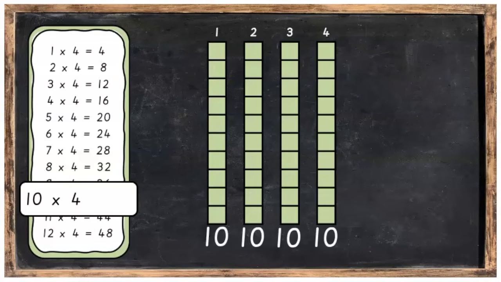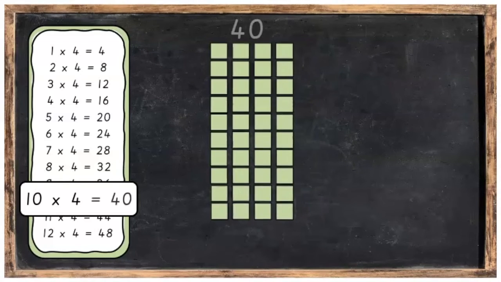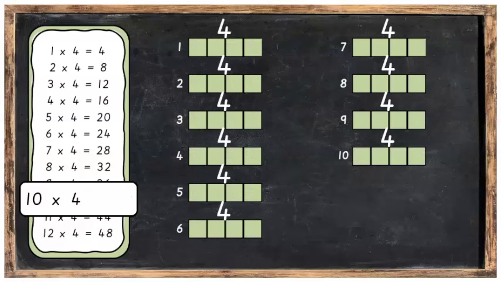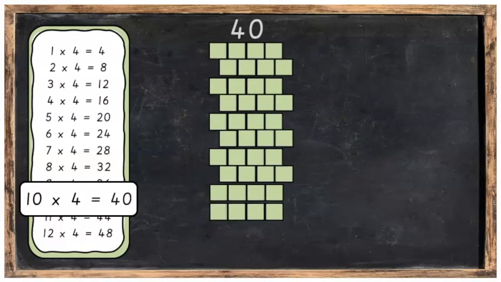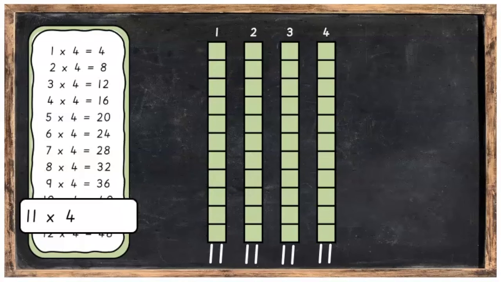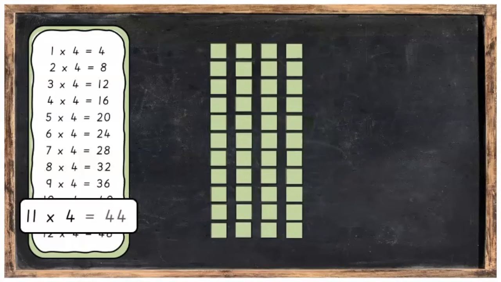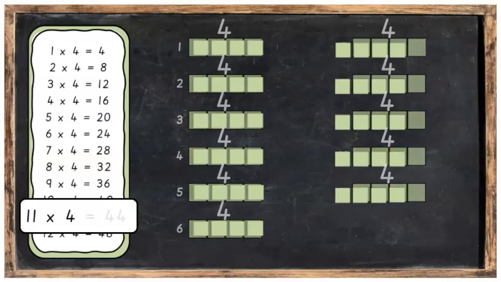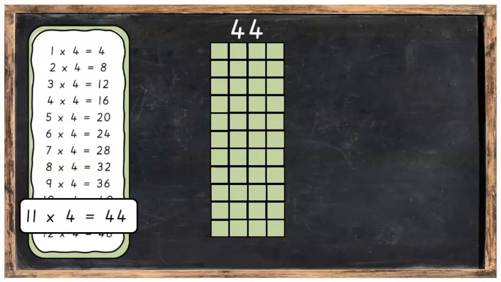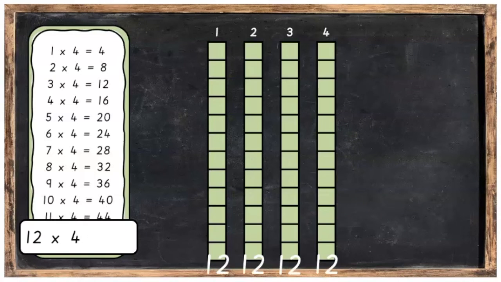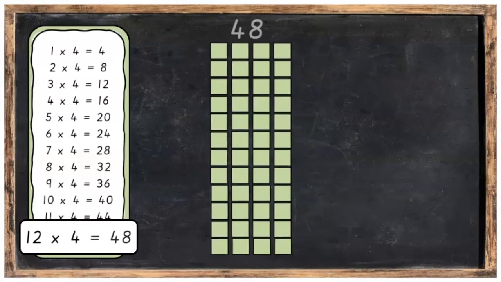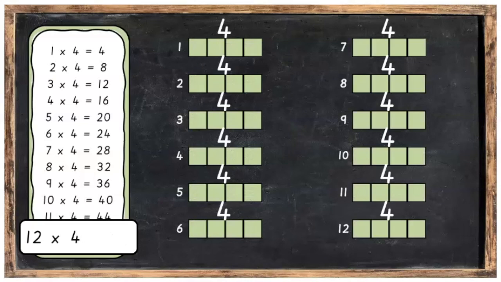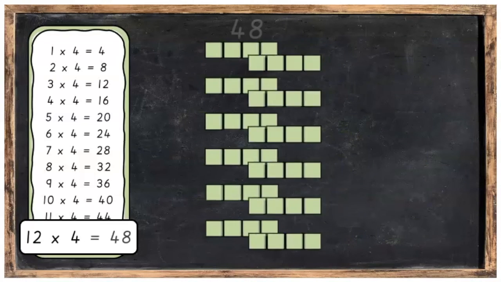Now 10, there's 4 of them. 10 times 4 is equal to 40. But 10 fours are also equal to 40. 11 times 4 is equal to 44. And 11 fours are equal to 44. And finally we've got 12, and there's 4 of them. So 12 times 4 is equal to 48. Or we can say 12 fours are equal to 48.